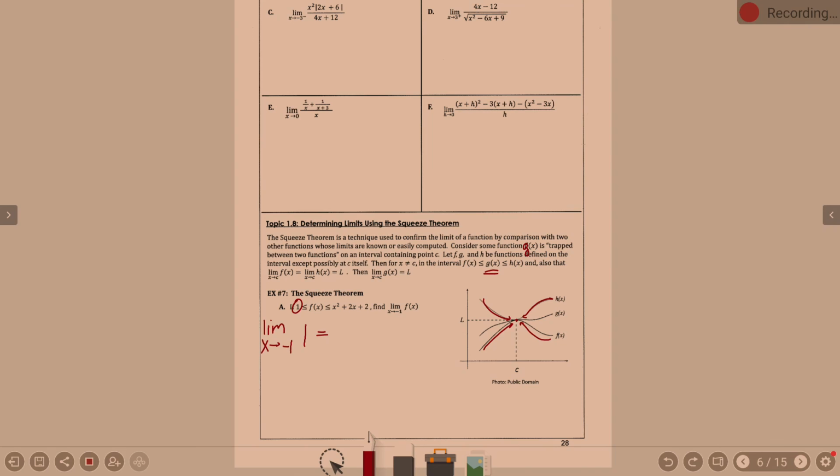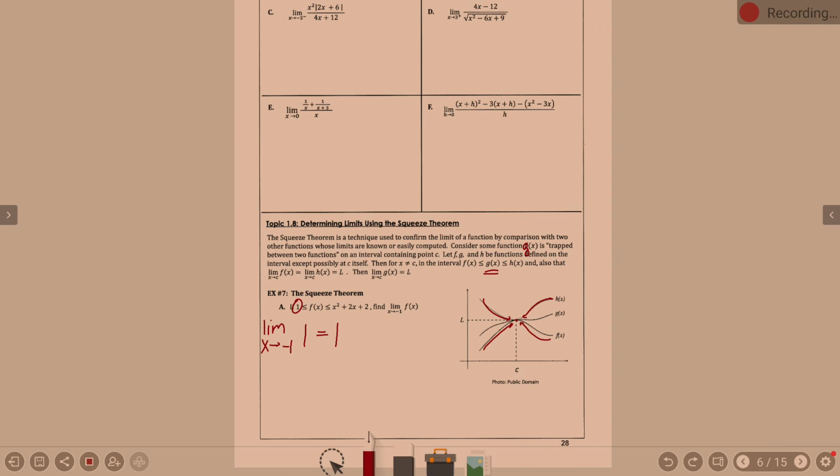Okay? So what's the limit as x approaches negative 1 of 1? You remember that rule? Limit of a constant is just a constant. Doesn't matter what it's approaching. The y value is always 1 there.